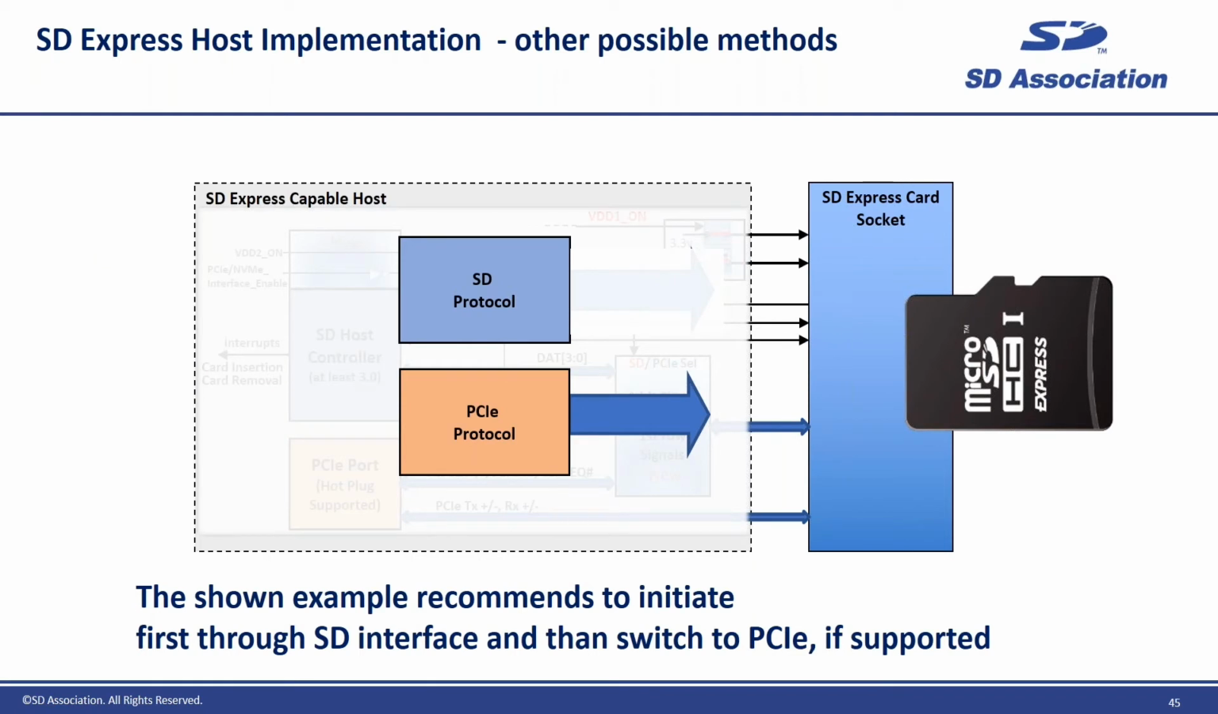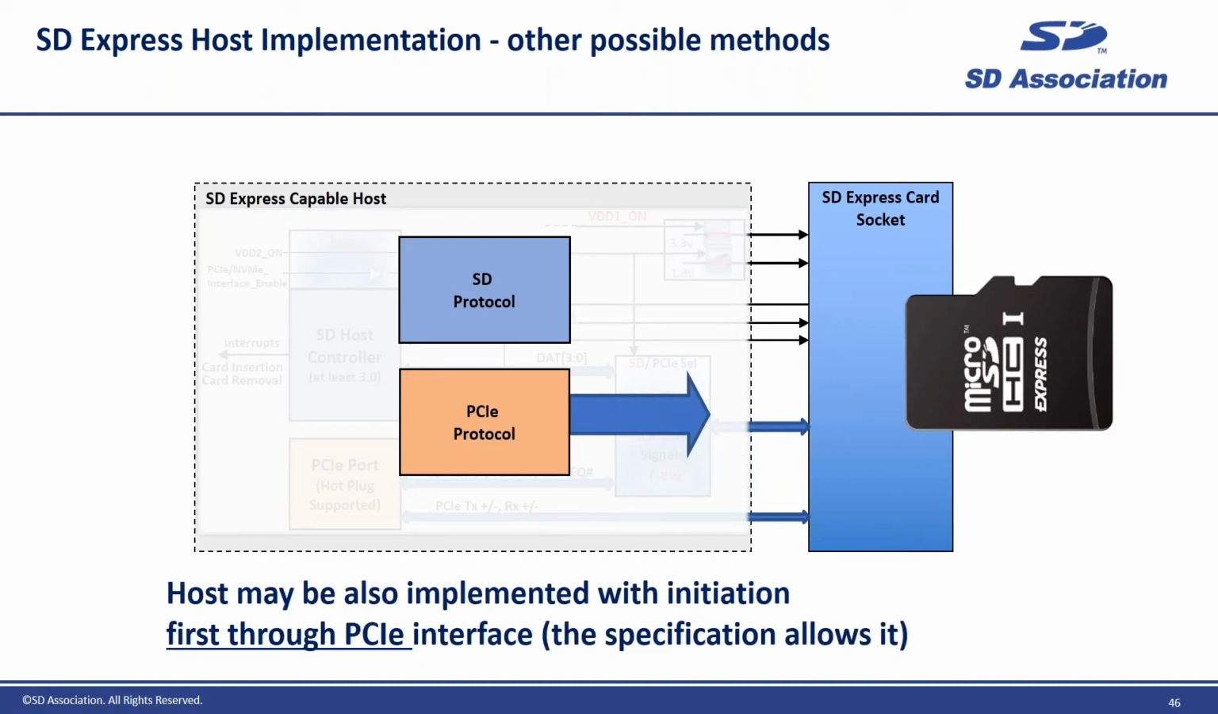The presented solution is based on a host that accesses the card first through its SD interface, as we saw, checks if PCIe is supported, and then switches to PCIe mode. The host may also be implemented in another way, in which the host first accesses the card through the PCIe interface, and if PCIe is not supported, switches to SD mode. This is also a possibility, and the specification allows that.